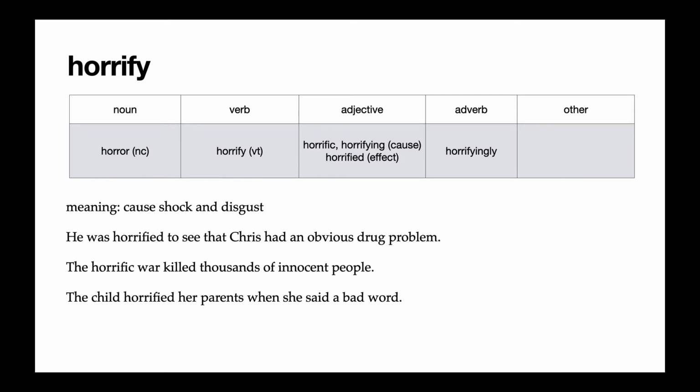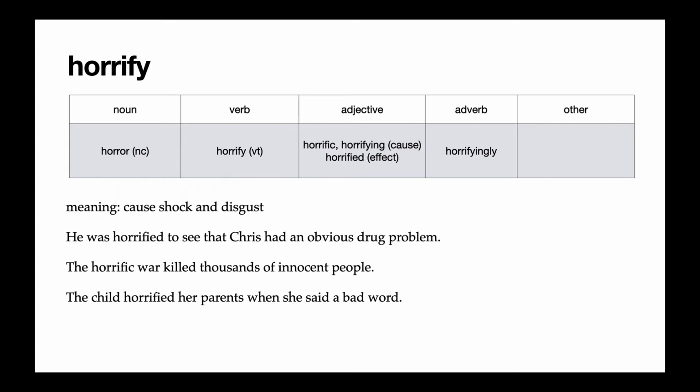Next, we have 3 different adjective forms. We have horrific and horrifying, which are both causes. So if something is horrific or horrifying, it causes us to feel horrified, the effect. And then an adverb, horrifyingly. So in our second example here, it says the horrific war killed thousands of innocent people. Right, so that's an adjective describing the war.